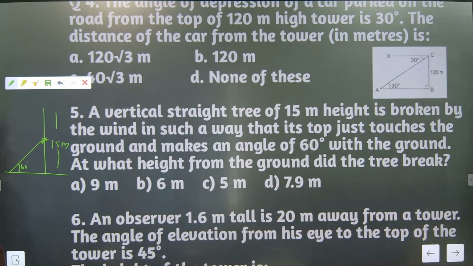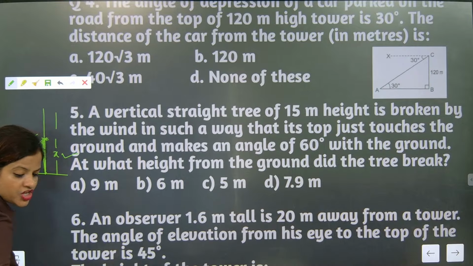Correct. So this part we are going to take as x, then the other part will become 15 minus x. Because the total height is 15. So the height from where it is broken is taken as x, then this one will become 15 minus x. If you add them together, again it is coming as 15.